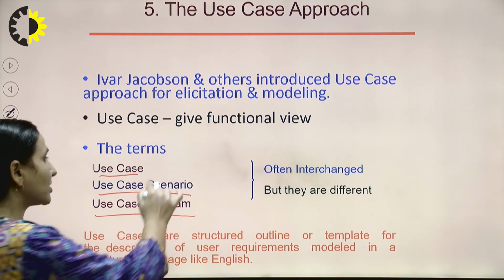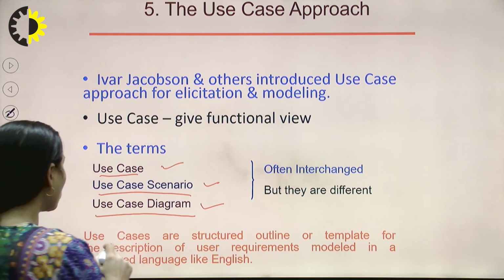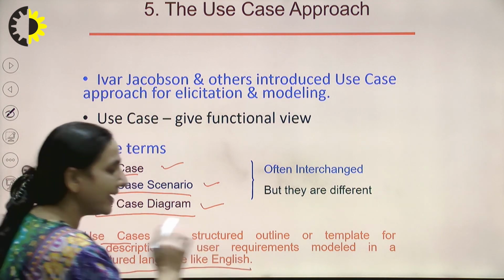Use case scenario and use case diagram are different. They're not the same thing. So what is a use case? A use case is a structured outline or template for the description of user requirements, what the user is expecting, which is modeled in a properly structured language like English.